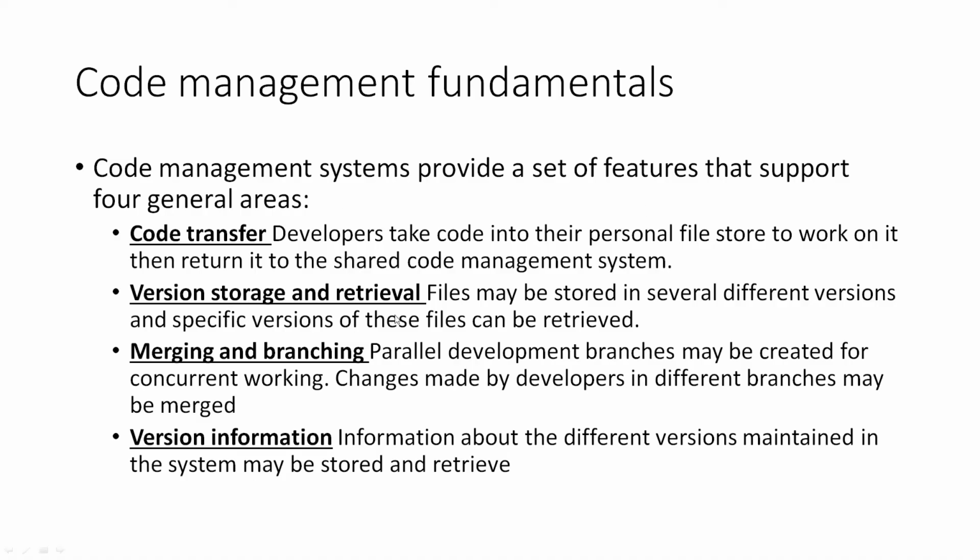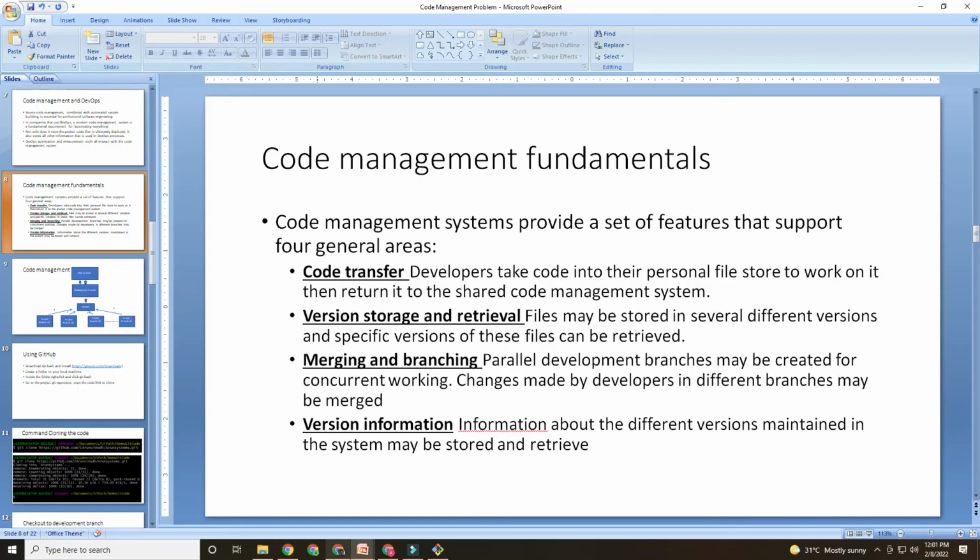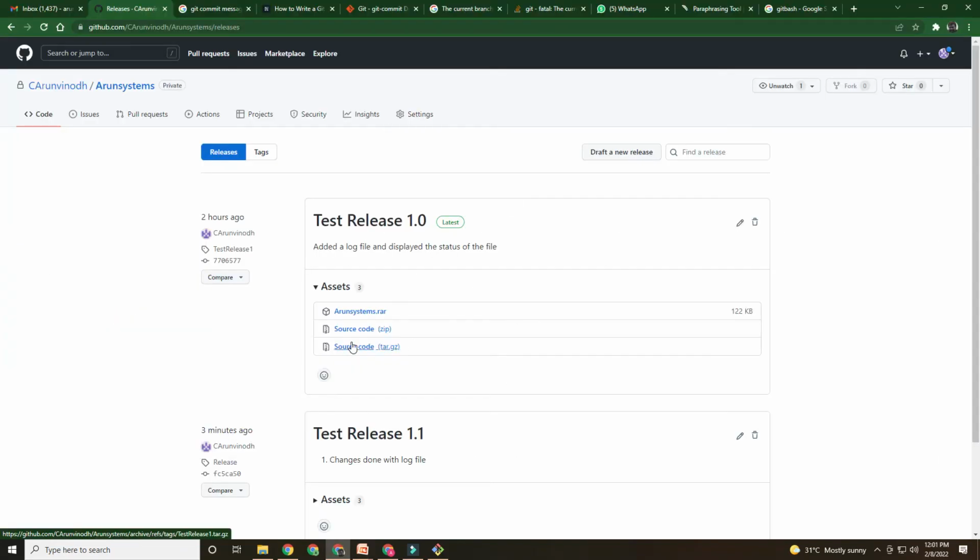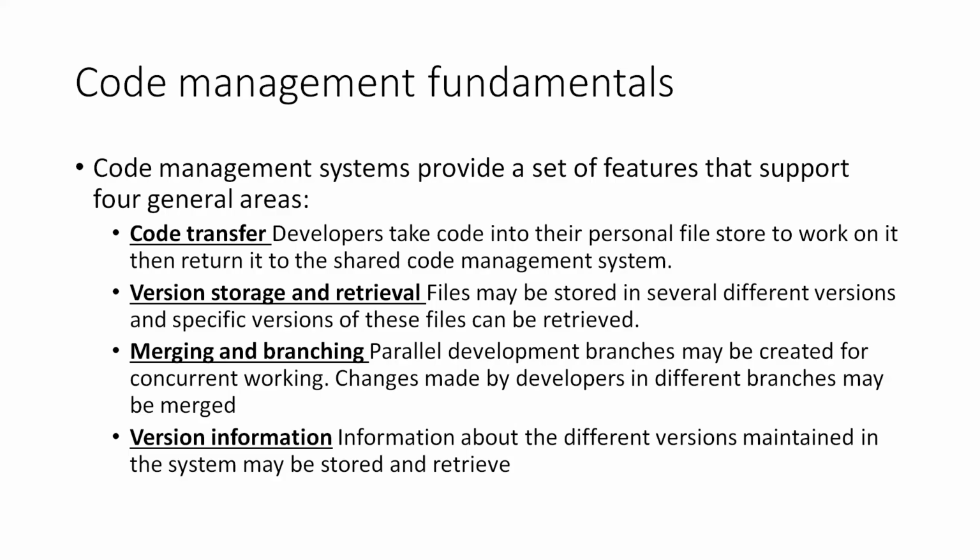The next is version storage and retrieval. Files may be stored in several different versions, and a specific version of these files can be retrieved. That is what I've shown here. We are storing different versions. If you want to retrieve the previous versions, you can easily retrieve them. That is code management.